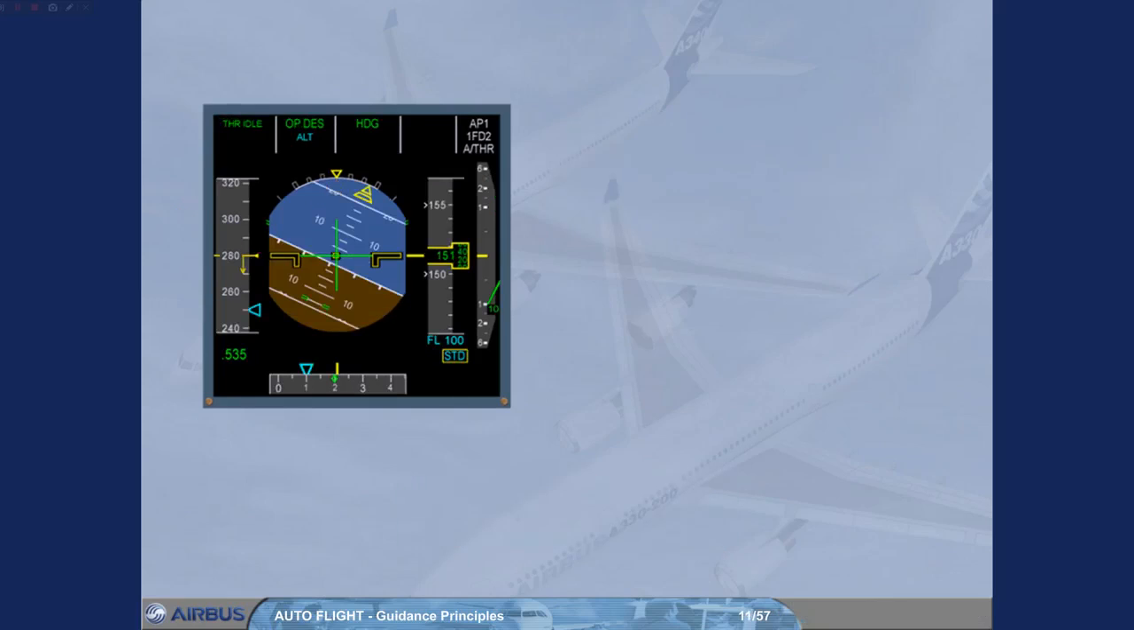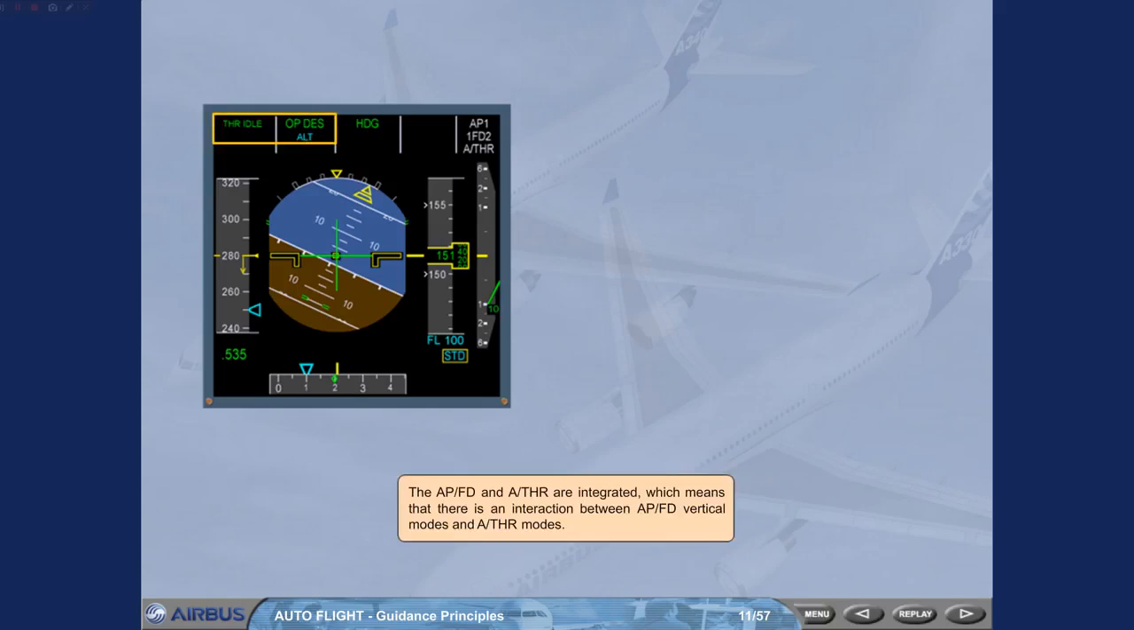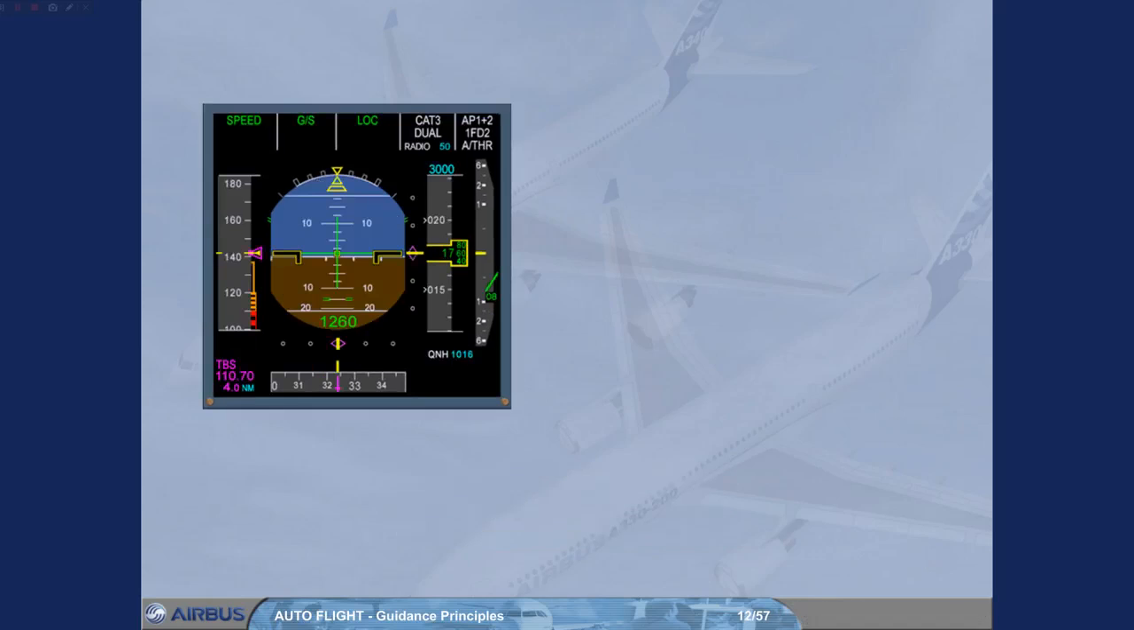The autopilot flight director and autothrust are integrated, which means that there is an interaction between autopilot flight director vertical modes and autothrust modes. When the autopilot flight director pitch or vertical mode controls a vertical trajectory, the autothrust controls the speed or Mach. Note, if both autopilot flight directors are off, the autothrust controls the speed.